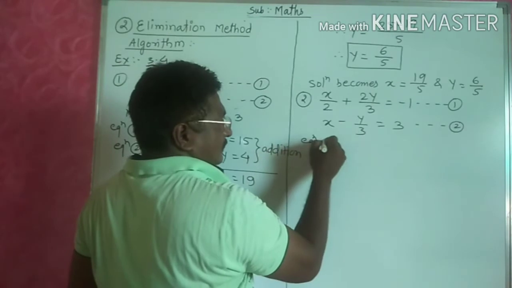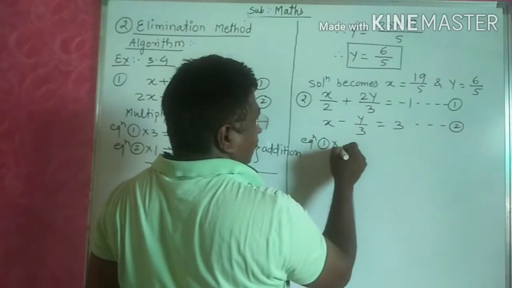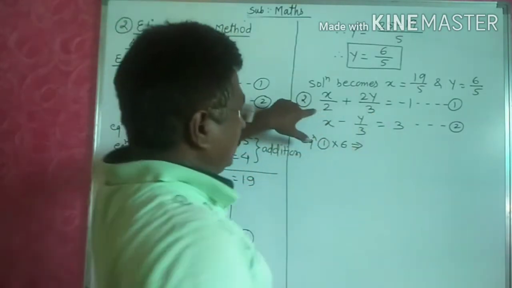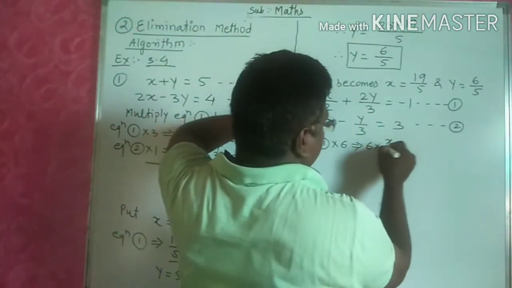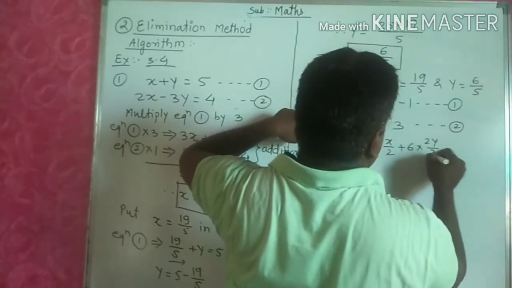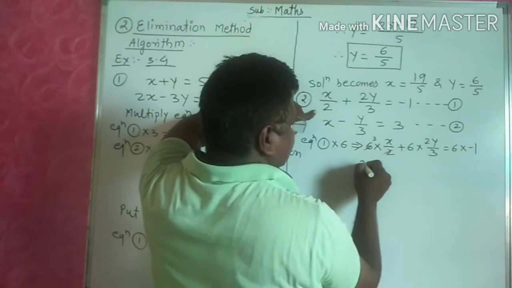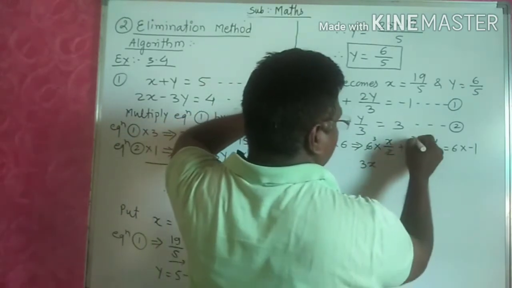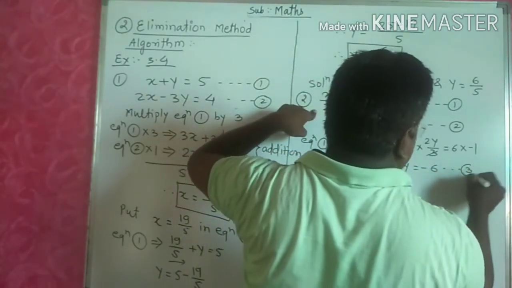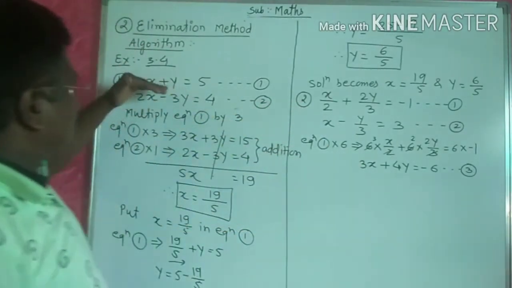By multiplying by the LCM of the denominators. So equation 1, multiply by 6. What is the LCM of this? 6. So multiply by 6: 6 into x by 2 plus 6 into 2y by 3 equals 6 into minus 1. So what will we get? 3x plus 4y equals minus 6. Equation number 3. Now it came like this.